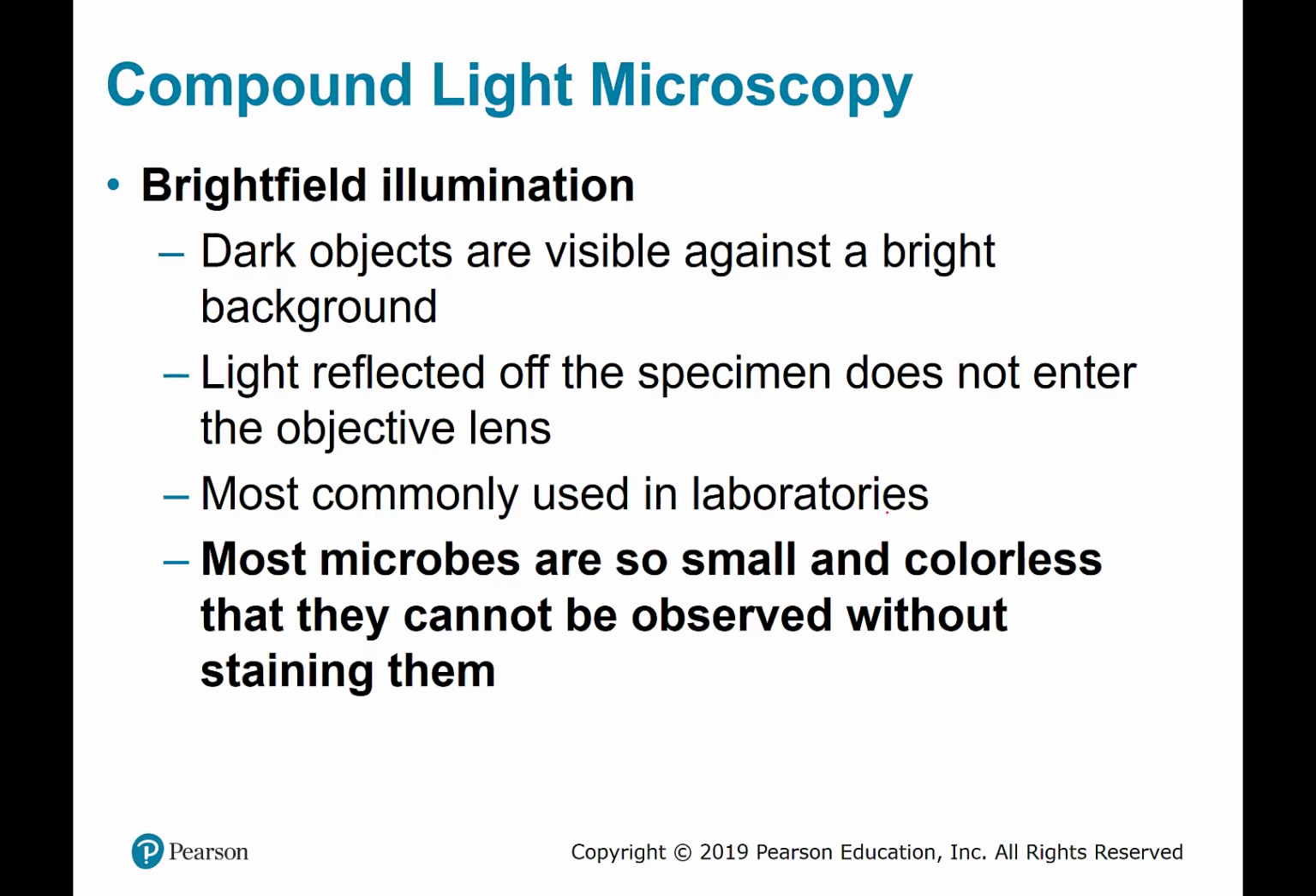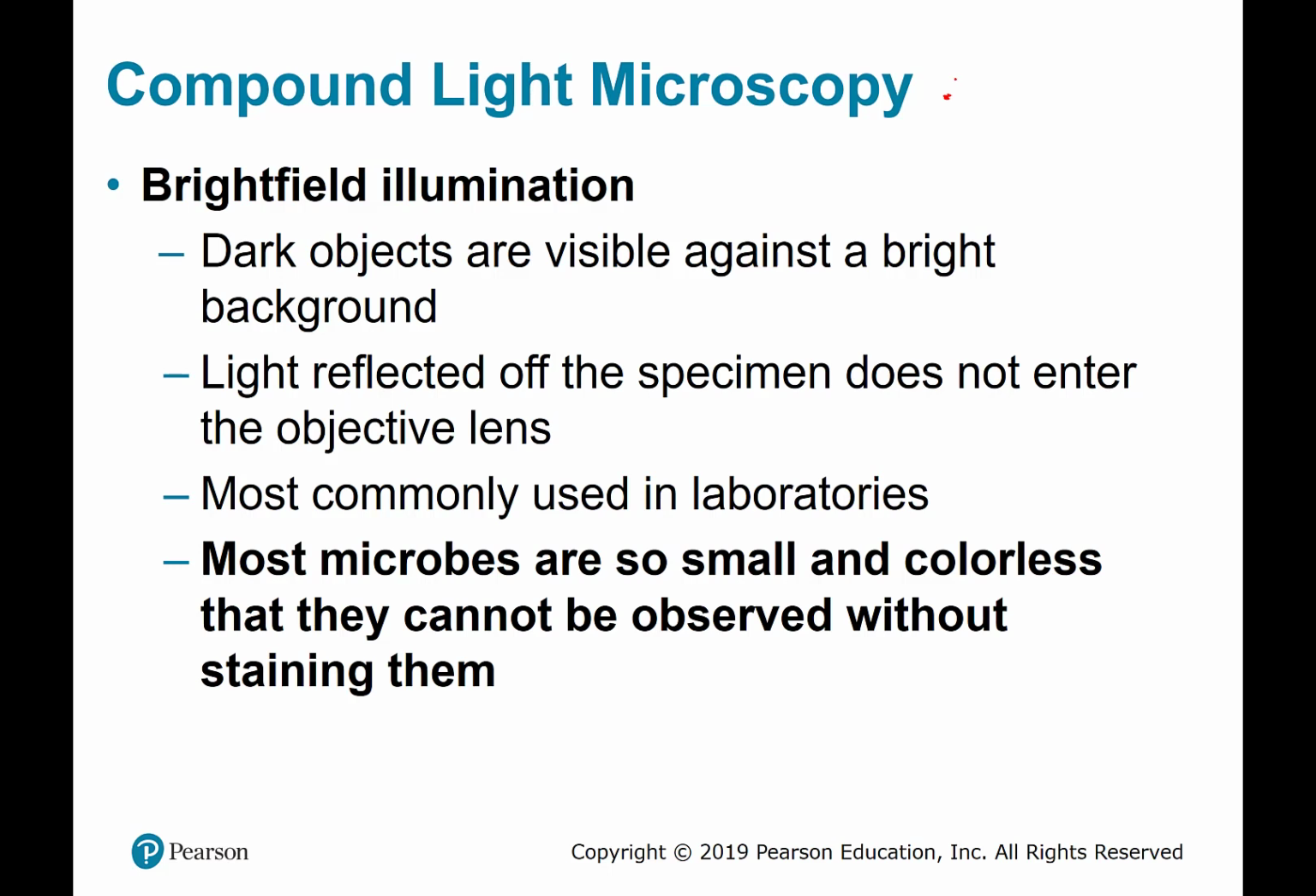So let's start talking about the different types of light microscopy. We're going to talk about bright field illumination, and this is referring to just the compound light microscope. This is the type of microscope that you would use in a microbiology lab. And if you are viewing a specimen using bright field illumination, the specimen is going to appear as dark objects against a bright background. So light is reflected off the specimen and does not enter the objective lens. And this is the type of microscope that's most commonly used in laboratories.